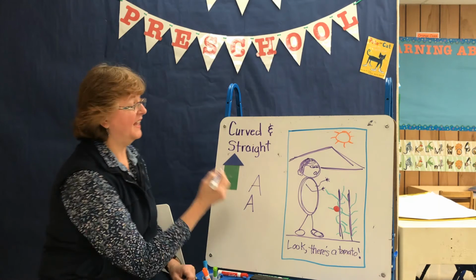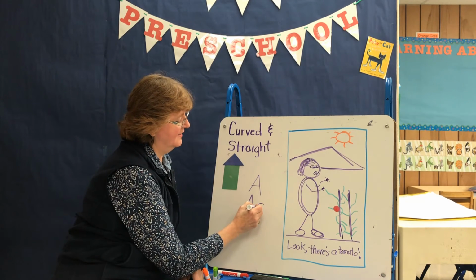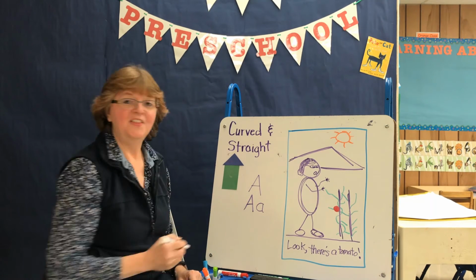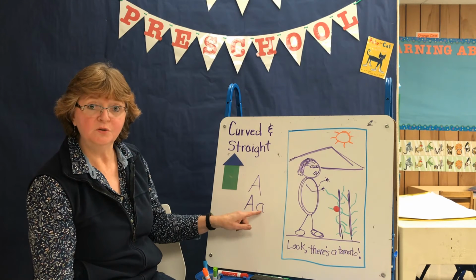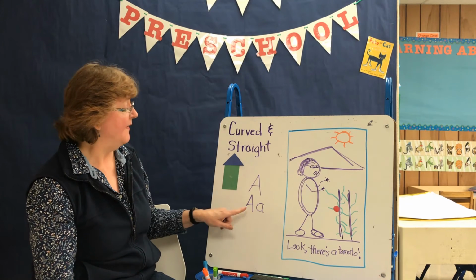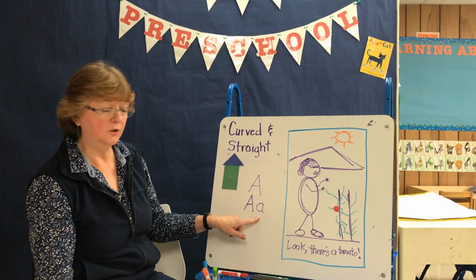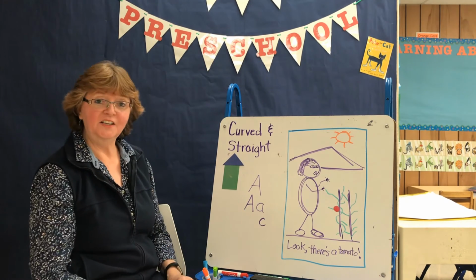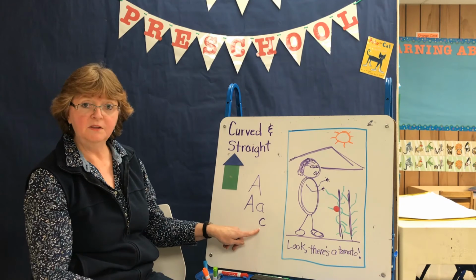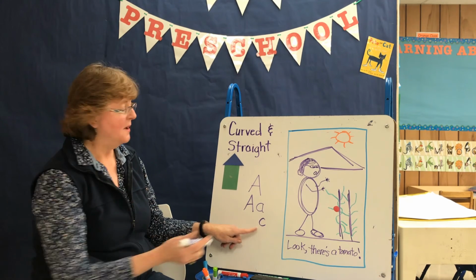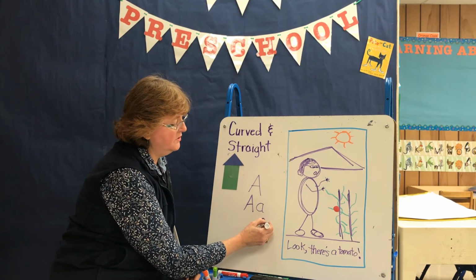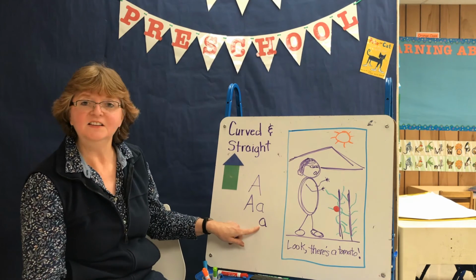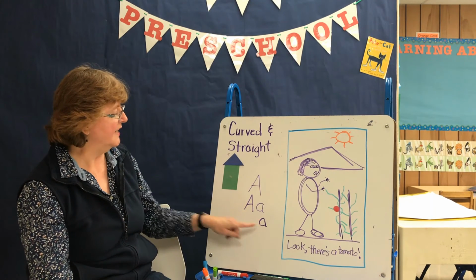But there's another kind of A. Watch this. That A has a curve to it. That's a lowercase a. This one's an uppercase, that one's a lowercase. And this has what we call a magic C to start it. If I stopped right there, it would be the letter C. But if I add another straight line with just a little curve, it is the letter A, a lowercase a.